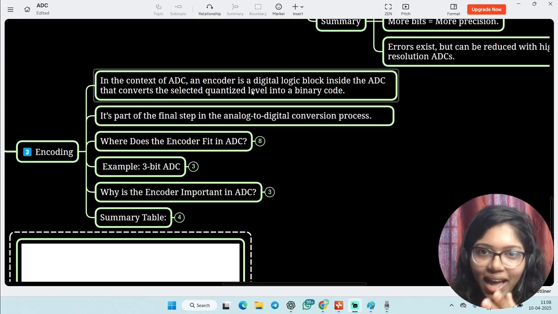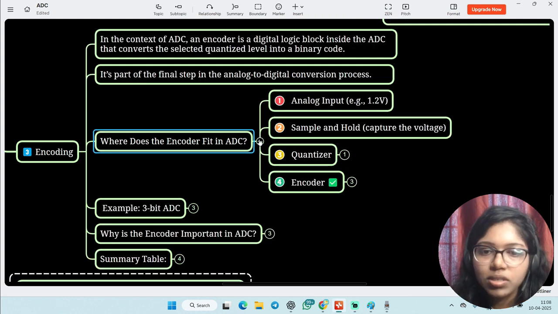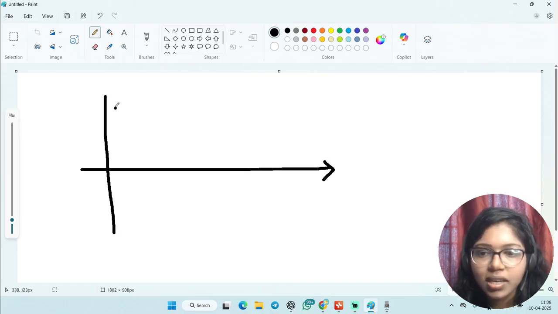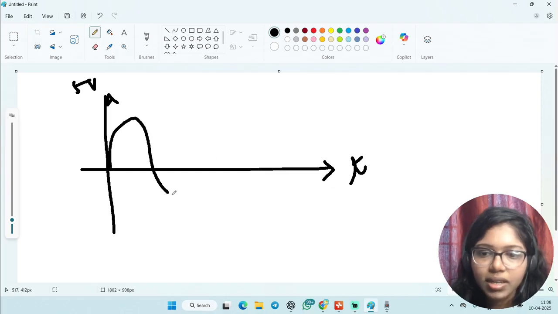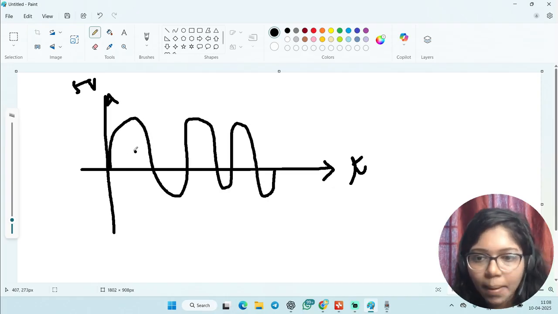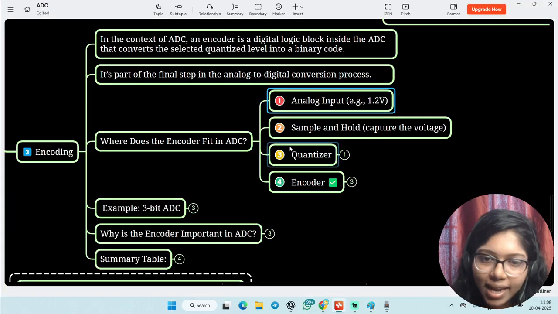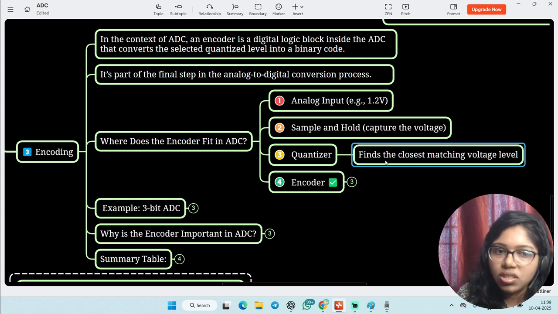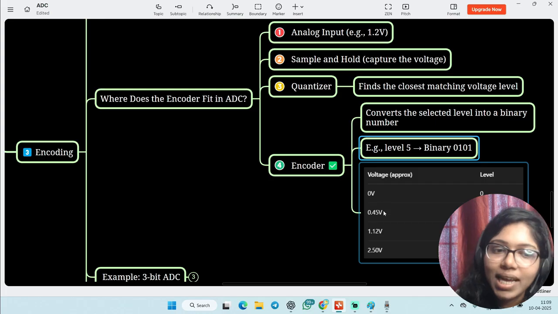Through this encoder, the quantized value is converted into a binary value. Here I'm going to teach you that. First, take one example of 1.2 volts. This is your maximum voltage value and this is your time. Here, this is your analog data. You sample that data, and one of the sampled values is 1.25, some value like that. The quantizer matches the closest voltage value, which I already told you, and this encoder does the exact conversion.